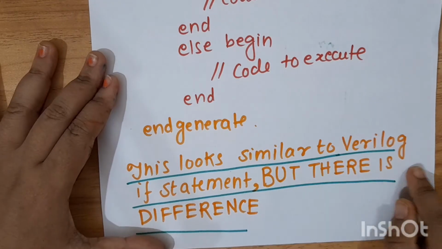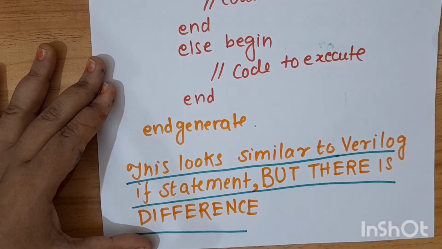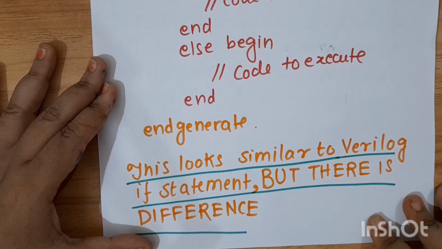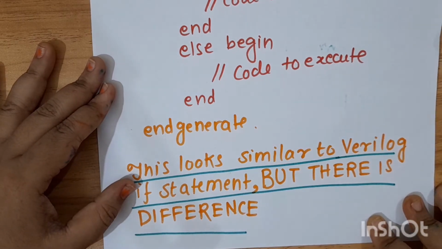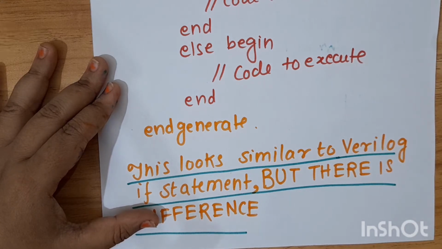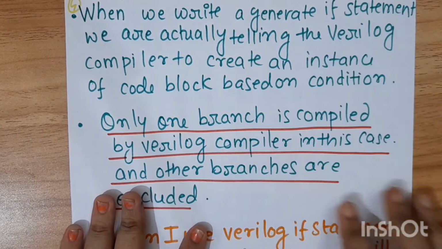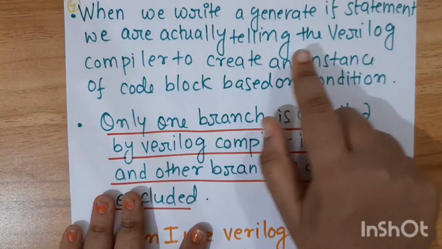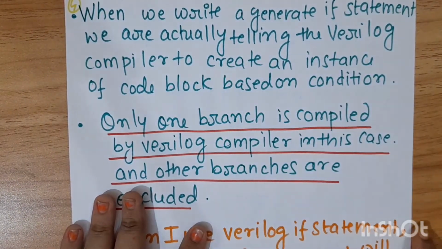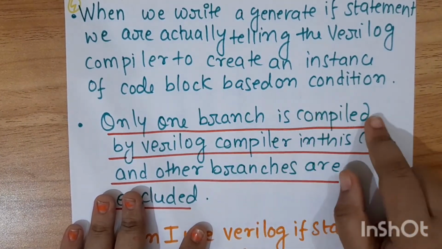This looks similar to the Verilog if statement, but there is a difference. We will see the difference. What is the difference between the generate if block and the plain if block which is used in Verilog? When we write a generate if statement, we are actually telling the Verilog compiler to create an instance of the code block based on the condition.